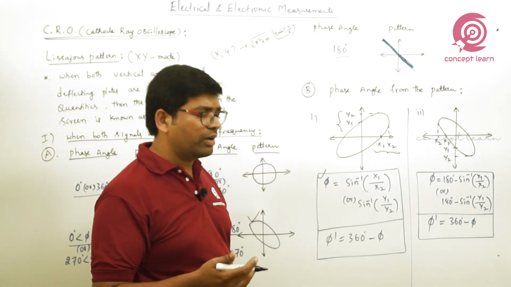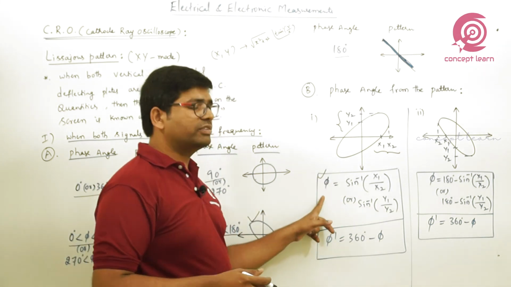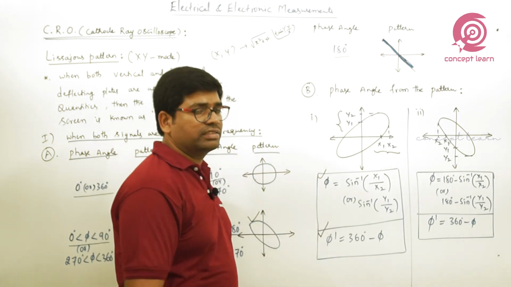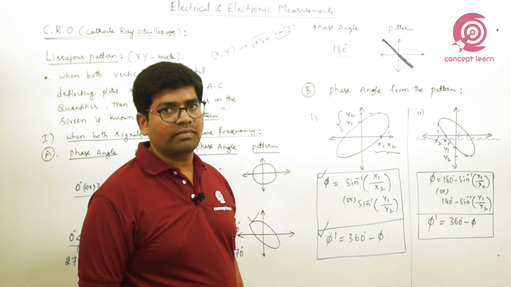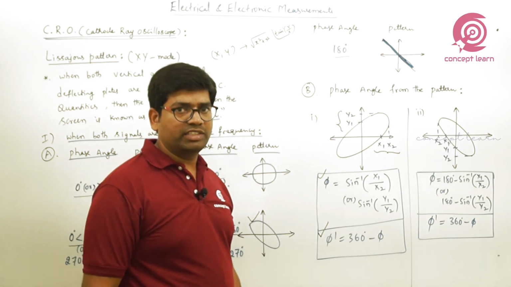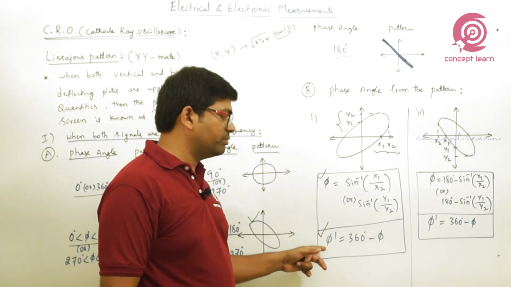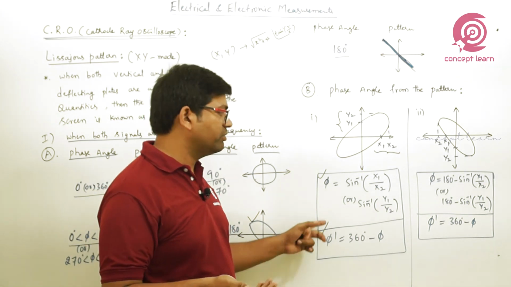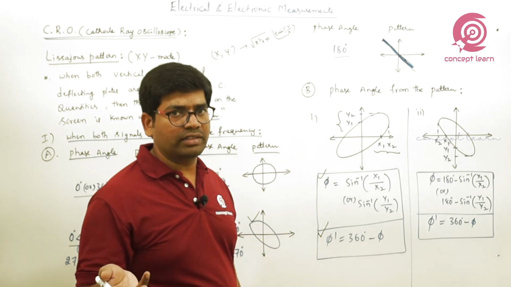If you follow the clockwise direction, find this phase angle and subtract it from 360. This is also a valid phase angle for that pattern. Okay? If they are not specifying the direction, you need to observe that both are valid. If they clearly give the direction, any one of these will be the right answer based on the direction.